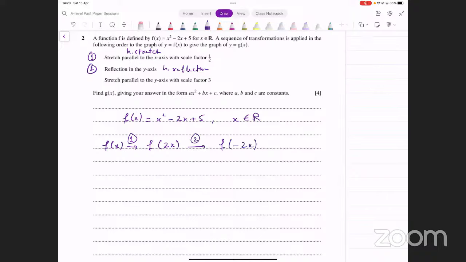And then you have the third transformation, which is stretch parallel to the y-axis. This is vertical stretch now. This is vertical stretch.